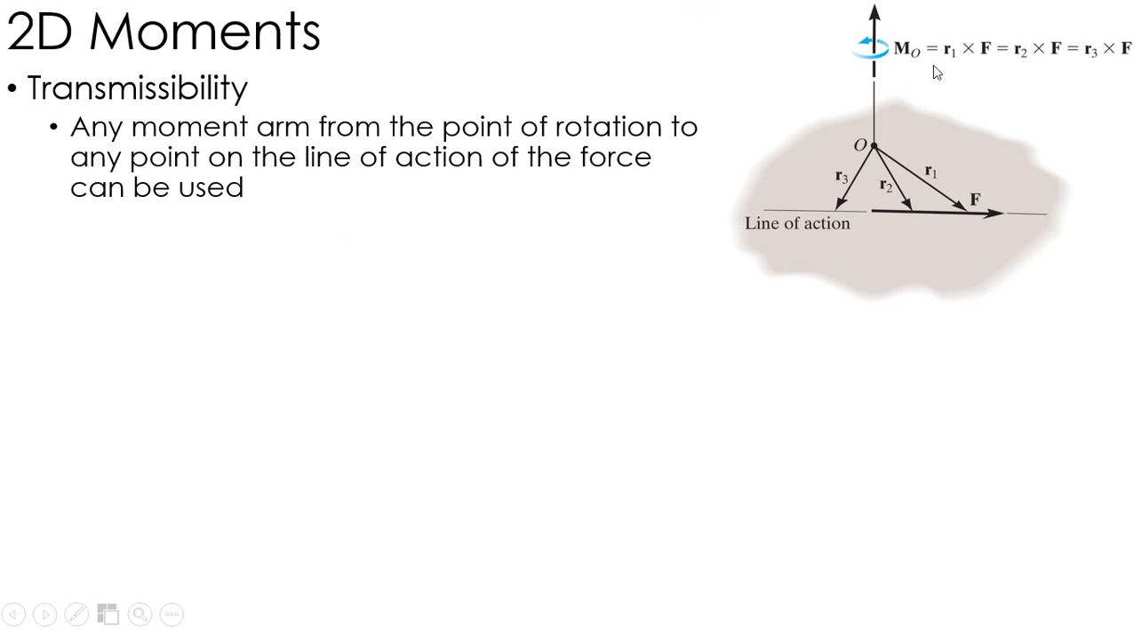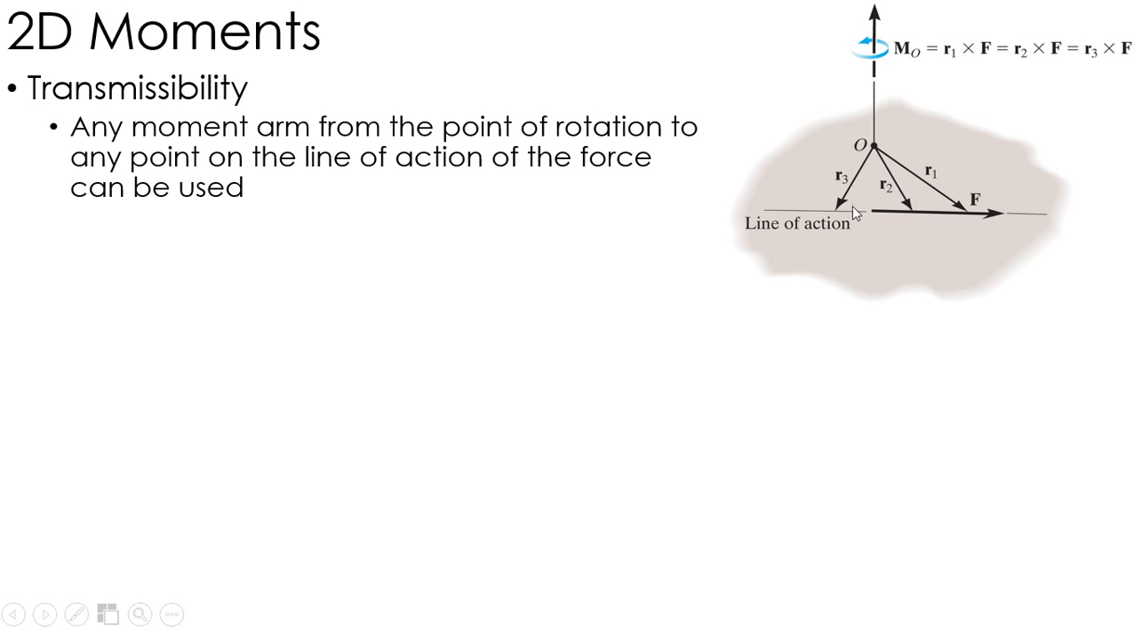Now, I have this written in vector 3D form. We'll talk about that next time. But just know that R cross F is the same thing as the moment arm times the force. Now realize, regardless of which moment arm I use, R1, R2, or R3, I'm going to get the same moment. So in drawing my moment arm, I can draw it from point O to anywhere along the line of action of the force.